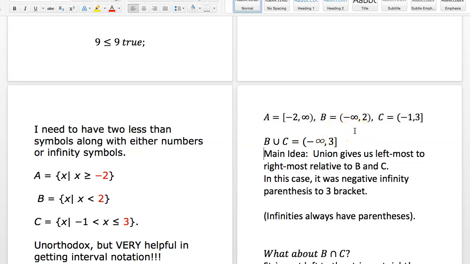Now, because they overlap, I can do generous lefty to the corresponding generous right-hander. The more negative lefty is neg infinity. The more positive righty is positive 3. So I run as far to the widest interval. B union C is the widest interval I can achieve, which is neg infinity to 3. And that's good, and I just adopt the bracket that is there. Neg infinity, as always, has a parenthesis. Now, 3 this time around had a bracket, so I keep those.